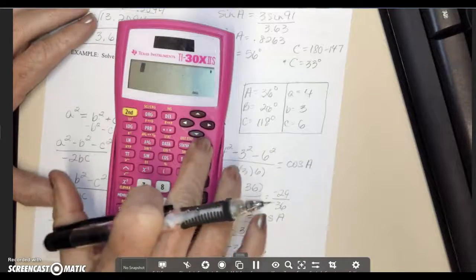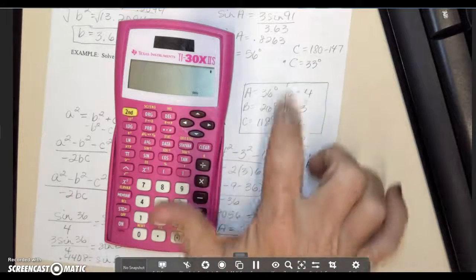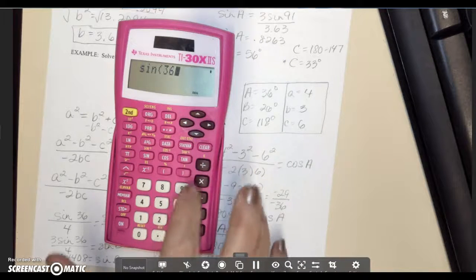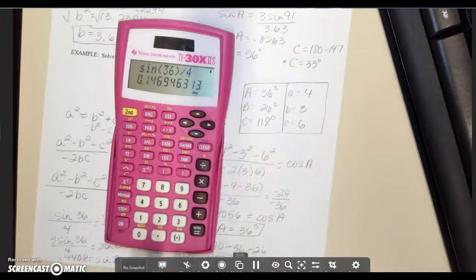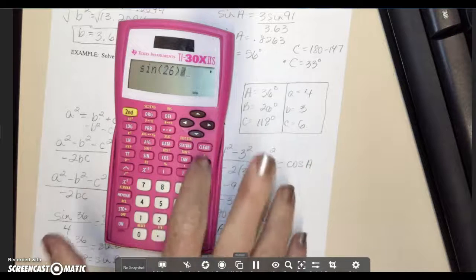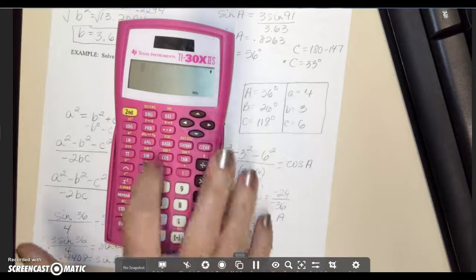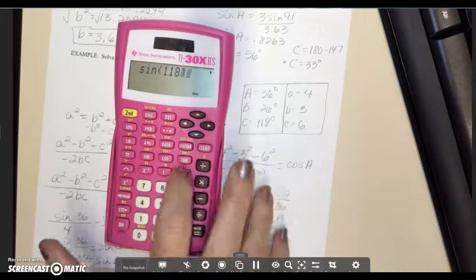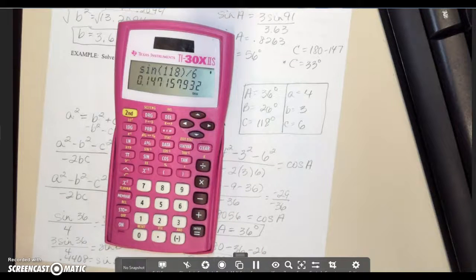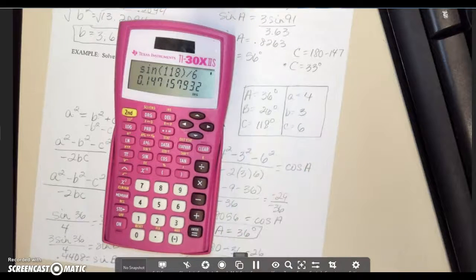The other thing I wanted to show you, to remind you, is that that is going to be the same proportion for all three of those. So if I were to do sine of 36 divided by 4, I get 0.1469. Sine of 26 divided by 3 is about the same, 0.146. That's a rounding issue, but pretty close. And sine 118 divided by 6, 0.147. So all pretty much in the ballpark. We rounded off our degrees, so that's a rounding issue, but they're all pretty close. So that's it, law of sines and law of cosines.